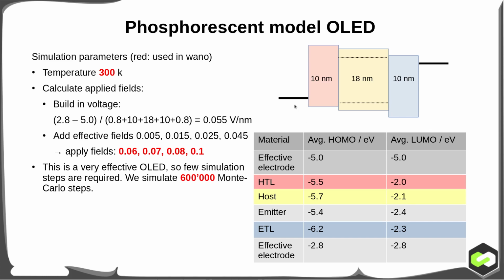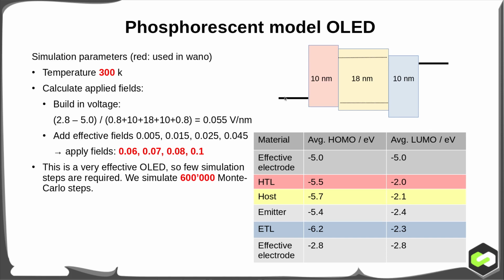This is, however, computationally very expensive, so we choose to simulate the injection with these metal electrodes, but this will lead, as there's a big work function difference, to a large inbuilt voltage, which we have to compensate.